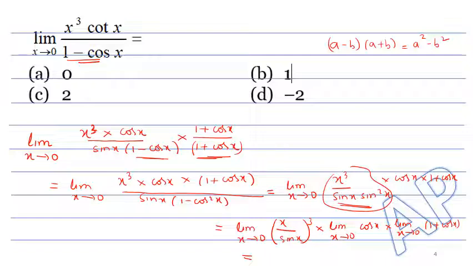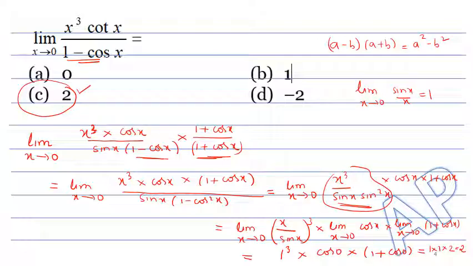We know that limit as x tends to 0 of sin x by x is equal to 1. Therefore, limit as x tends to 0 of x by sin x is also 1, which is 1 cube here, and as x tends to 0 I have cos 0, which is nothing but 1, and here also I have 1 plus cos 0, which is 1 plus 1, which is 2. So answer is 1 into 1 into 2, which is equal to 2. So option C is the correct choice.